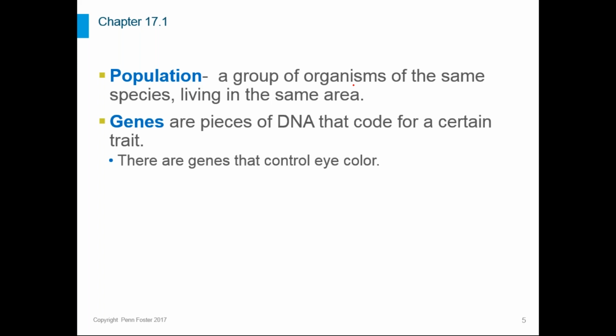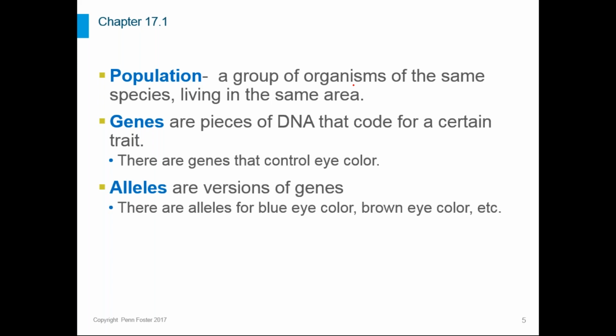Genes are pieces of DNA that code for a certain trait. For example, there are genes that control eye color. Alleles are versions of the genes. So there are specific alleles for blue eye color, brown eye color, etc.